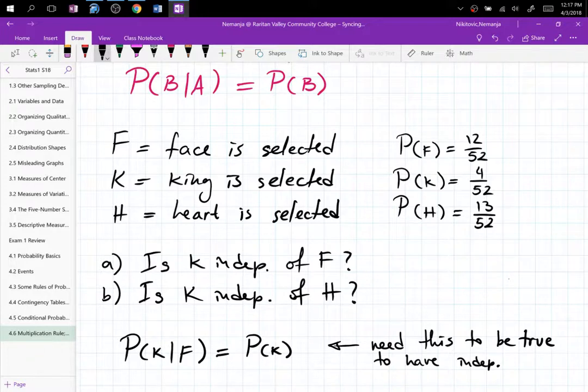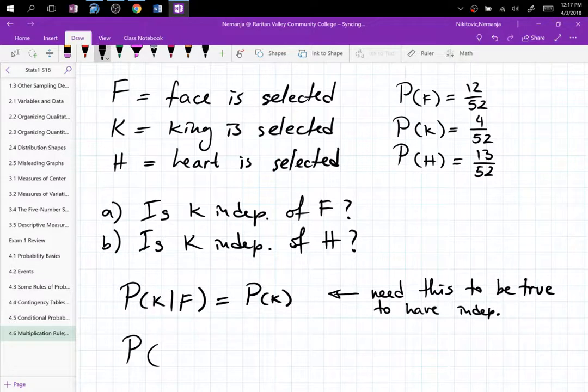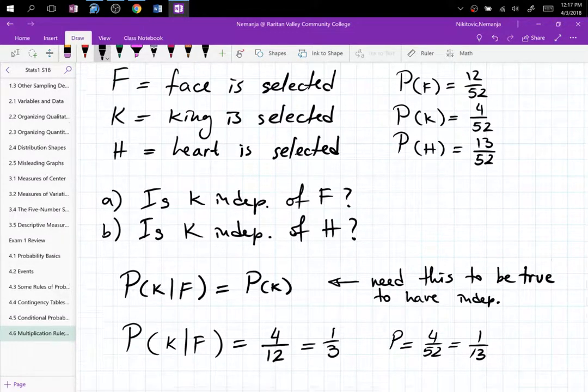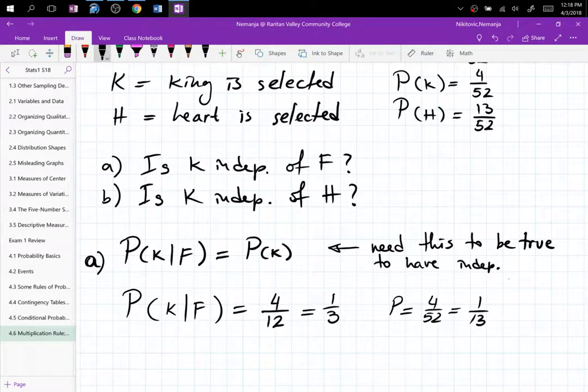So let's calculate the probability of king given face. Probability of king given face cards is what? How many face cards do you have? 12. How many of those are kings? 4. So the probability works out to be 1/3, right? And what's the probability of a king? Which is 1/13. Are 1/13 and 1/3 the same thing? Nope. So are these events independent? No. Because these numbers have to be the same if they are independent, but they're not. All right, so the answer is no.